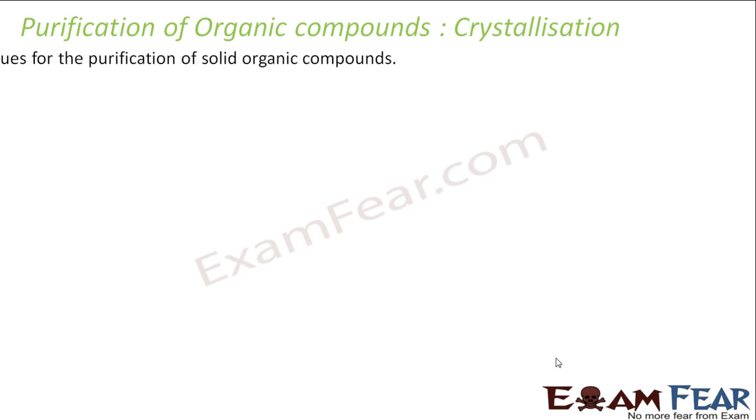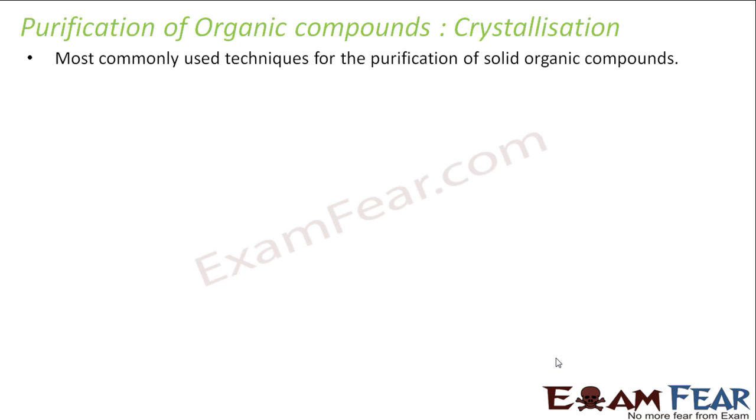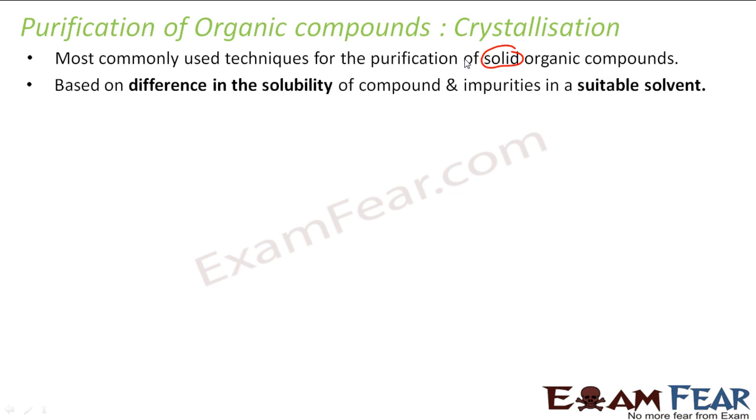Now let's understand this method called crystallization. It is the most commonly used technique, and it is used for solid organic compounds which are crystalline in nature. It is based on the difference in solubility, as I just explained, of the compound and the impurities in the solvent. You take some solvent, and the whole thing happens in a solvent, as in the experiment I just showed. The solvent has to be very suitable. We'll talk about the criteria for a suitable solvent. So the whole thing happens in a solvent.